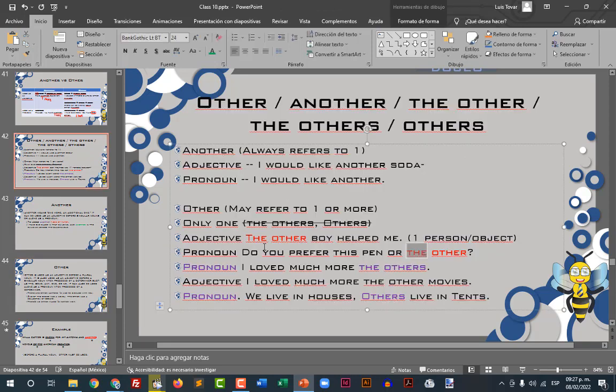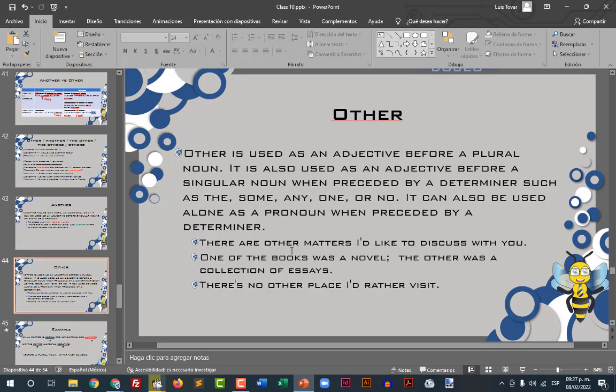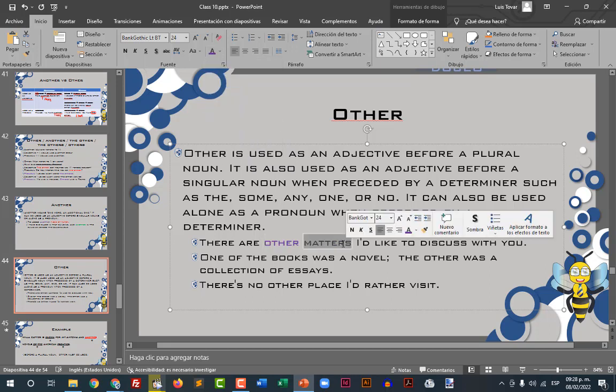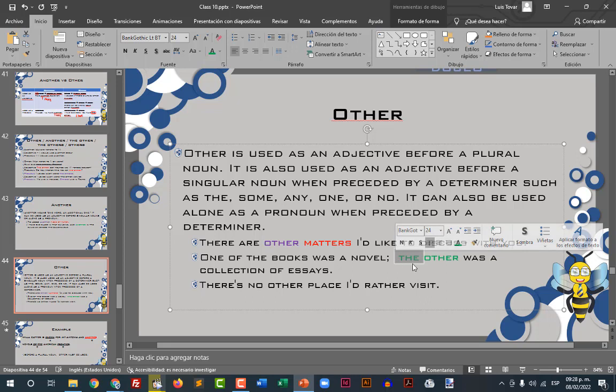Okay? So always, always, always, when you refer to only one and you're using other, you need a determiner. For example, there are other matters I like to discuss with you. Here, other is an adjective and it's modifying the plural noun matters. Number two, it says one of the books was a novel. The other was a collection of essays. The other, in this case, is a pronoun and it's referring to only one. Okay, that's why we need the determiner.